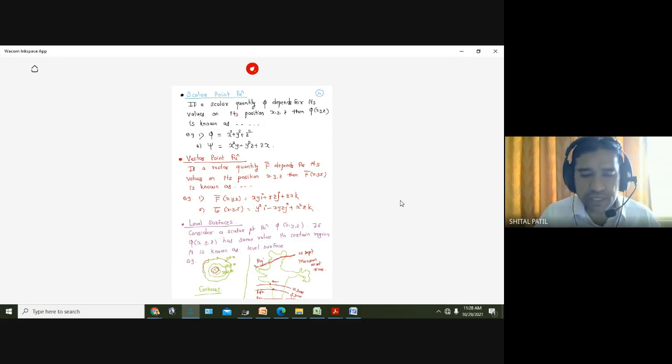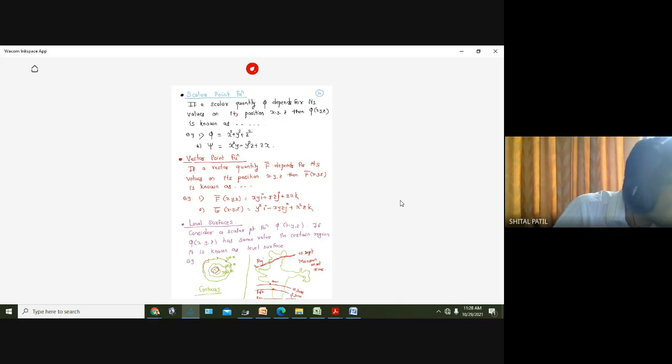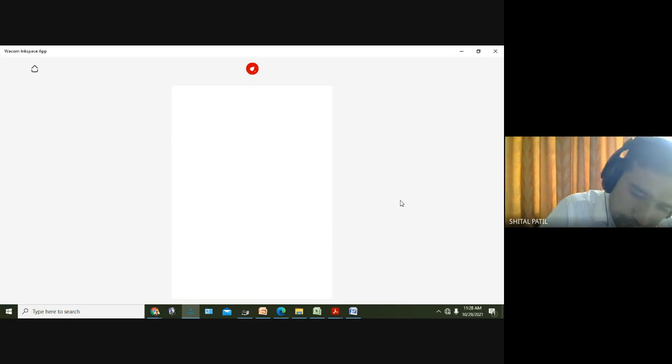As a civil engineering student, these contours and level surfaces are very important for you. Okay, next definition. Let me change the page.